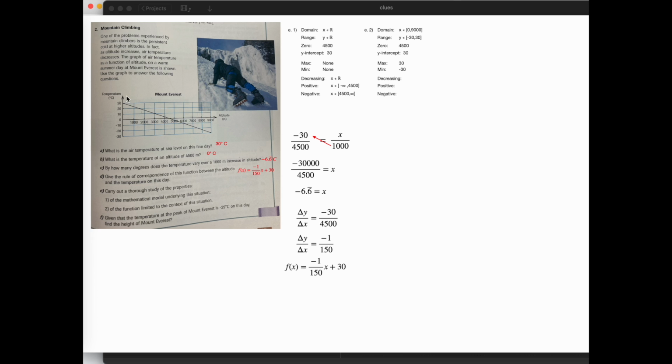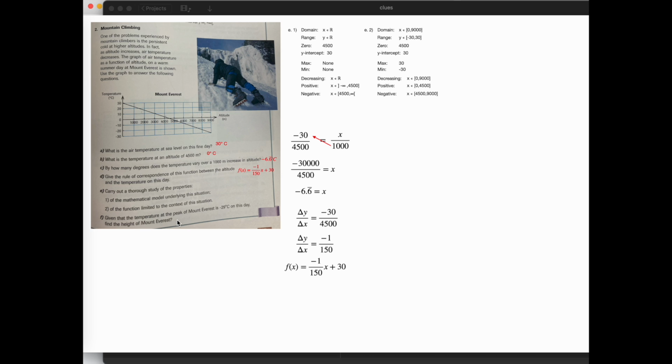When is it increasing or decreasing? Well, it's decreasing over the full domain from 0 to 9,000. When is it positive? It's positive from 0 to 4,500. When is it negative? From 4,500 to the maximum x value, which is 9,000.